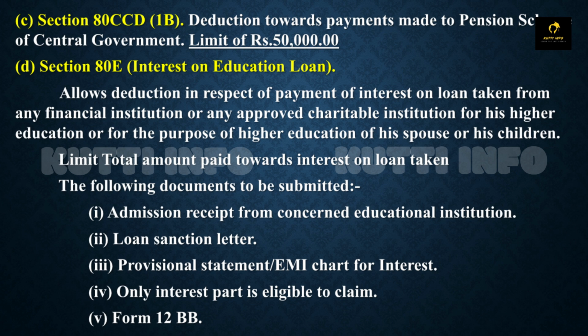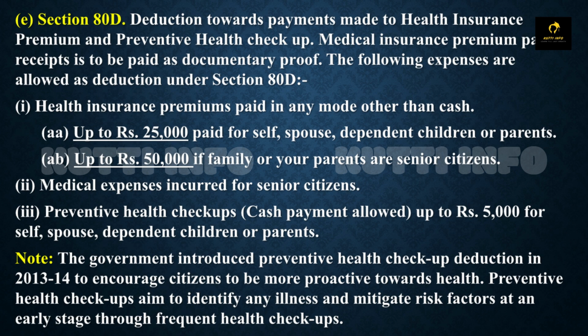Form 12BB. Section 80D: deduction towards payments made for health insurance premium and preventive health checkup. Medical insurance premium paid receipts are to be provided as documentary proof. The following expenses are allowed as deduction under Section 80D: health insurance premiums paid in any mode other than cash, up to 25,000 rupees paid for self, spouse, dependent children or parents, and up to 50,000 rupees if family or your parents are senior citizens.